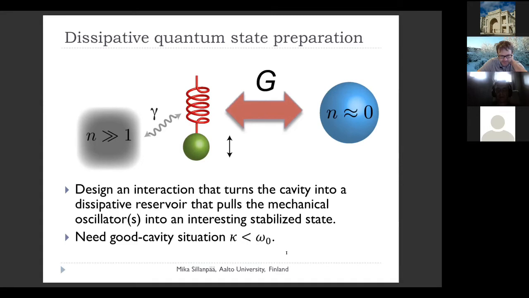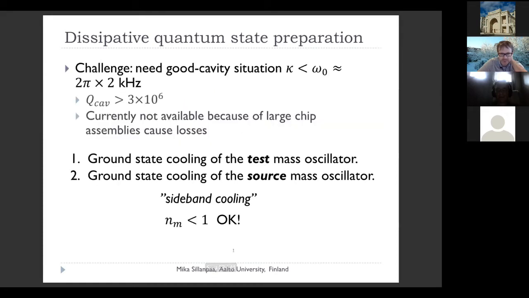In this experiment, the challenge is that this requires the cavity line width to be smaller, or at least similar to the mechanical frequency. The number says about a few kilohertz, which means the Q value of the cavity has to be a couple of millions.